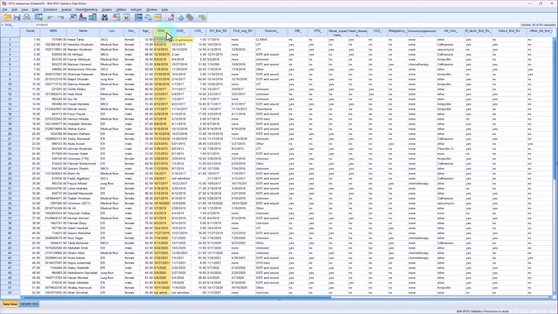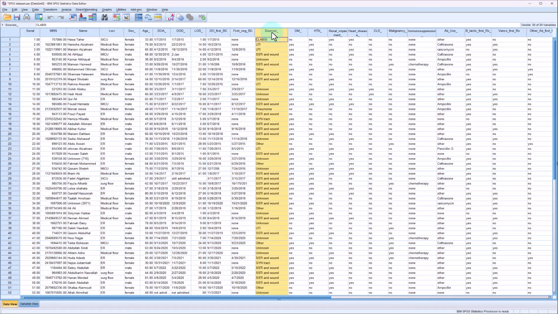DOA means date of admission, DOD means date of discharge, and LOS means length of hospital stay in days. The DO first BC is the date of the first blood culture taken. This is the first negative blood culture. So normally we take several blood cultures until the culture becomes negative, and in between the positive and negative blood cultures, we always give antibiotic therapy to those patients who have sepsis, and sometimes antibiotic therapy is continued for several days after the first negative blood culture.